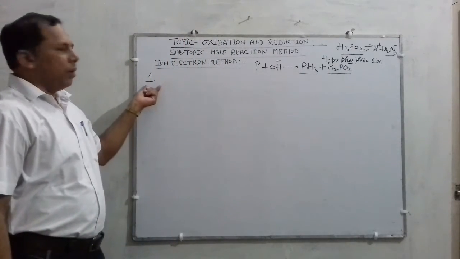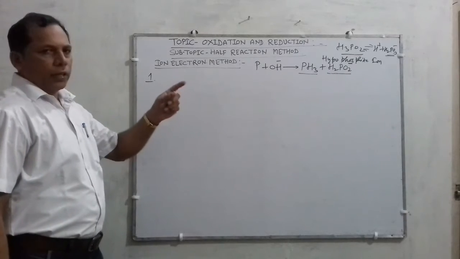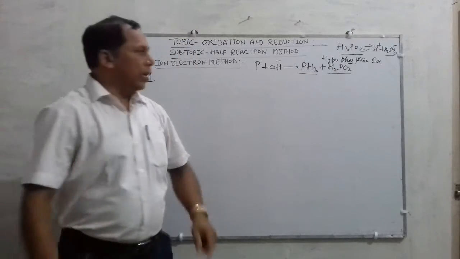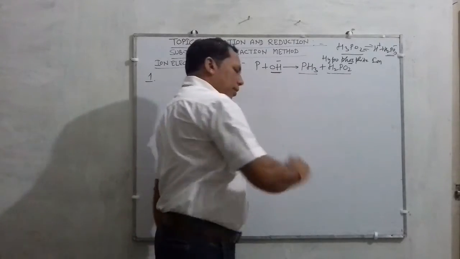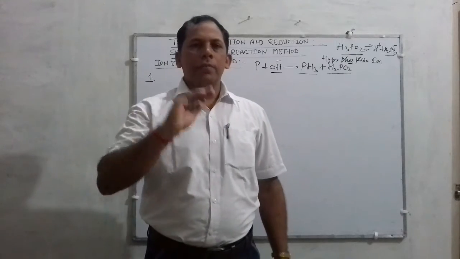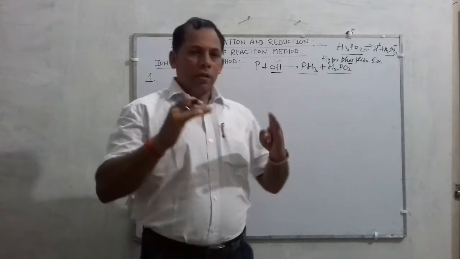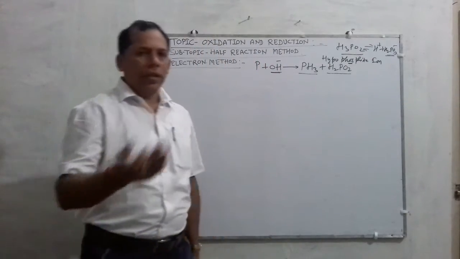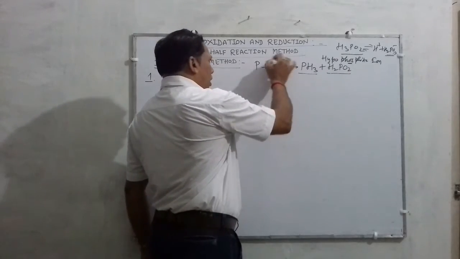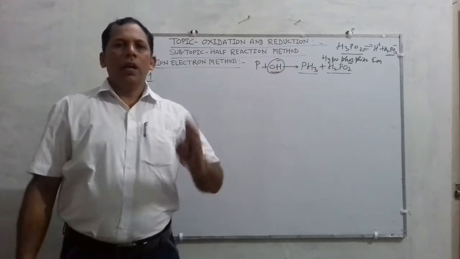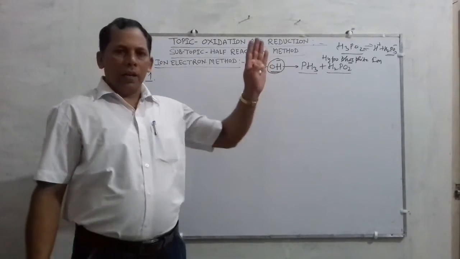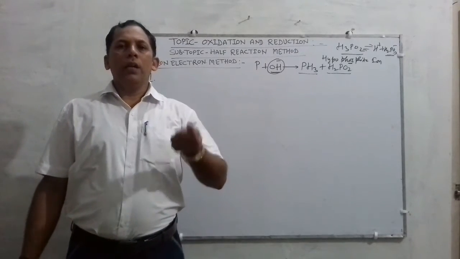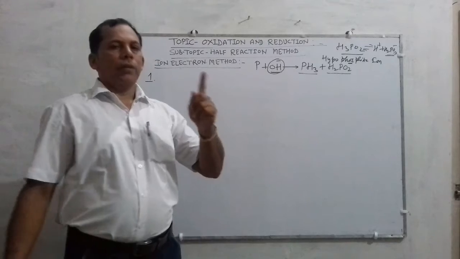On the basis of the first rule, we have to divide it into two parts. But keep in mind, children, that the reaction is conducted either in acidic medium or basic medium. To know the medium, if in the reaction, either on the reactant side or product side, an OH ion or any base is written, then the reaction is said to proceed in a basic medium.